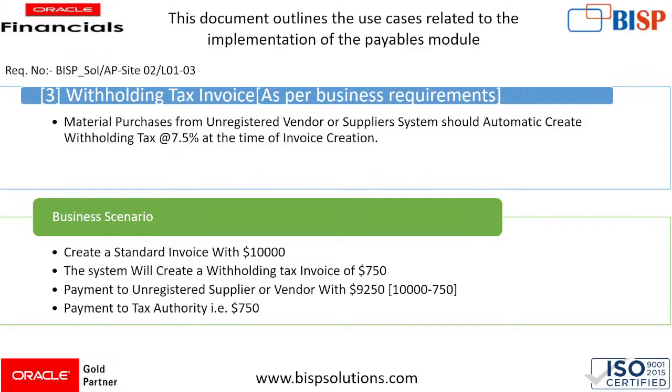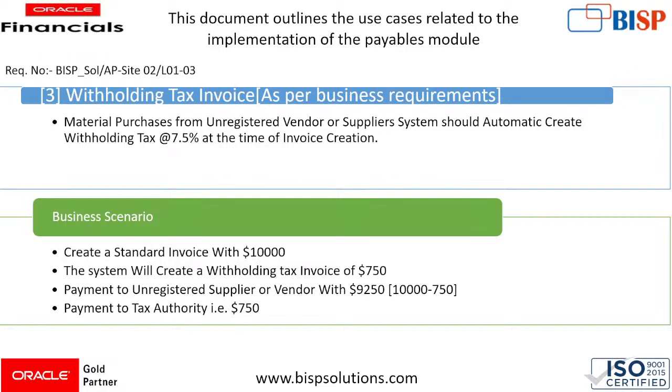So the business scenario is that creating a standard invoice of 10,000, the system will create a withholding tax of $750, and payment to the unregistered supplier or vendor will be $9,250. That is 10,000 minus $750. The payment to the tax authority will be $750, right? So we will see in the application how things are configured.